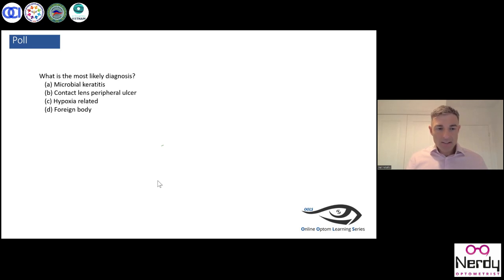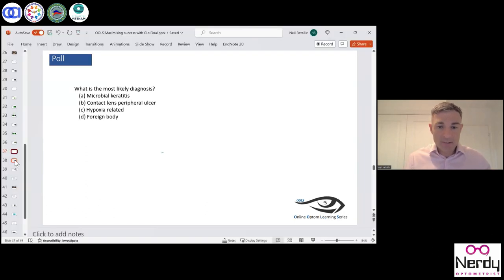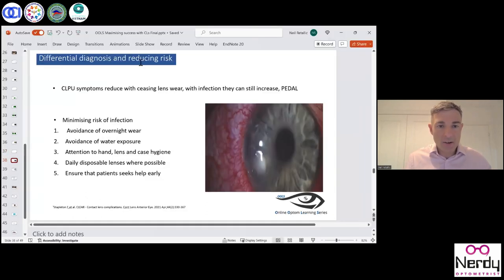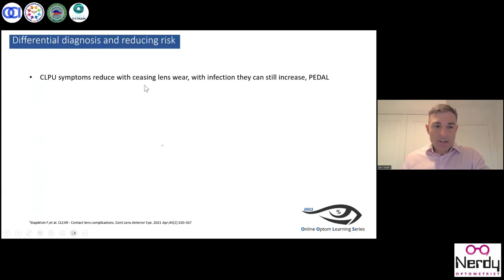Okay, so let's try and see if we can work out what we think it is together. So let me go back. And one thing that isn't clear in the early days is that it could be a few different things because of the way things can present when they are early on. In this case, the most likely cause is that it's a contact lens peripheral ulcer.